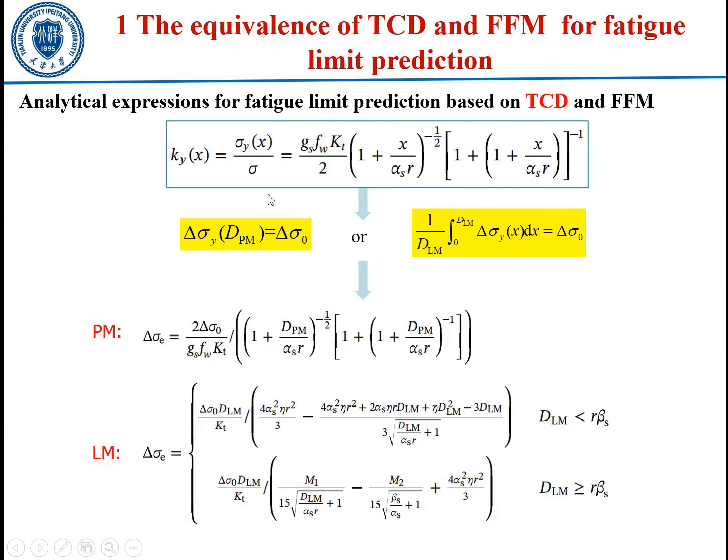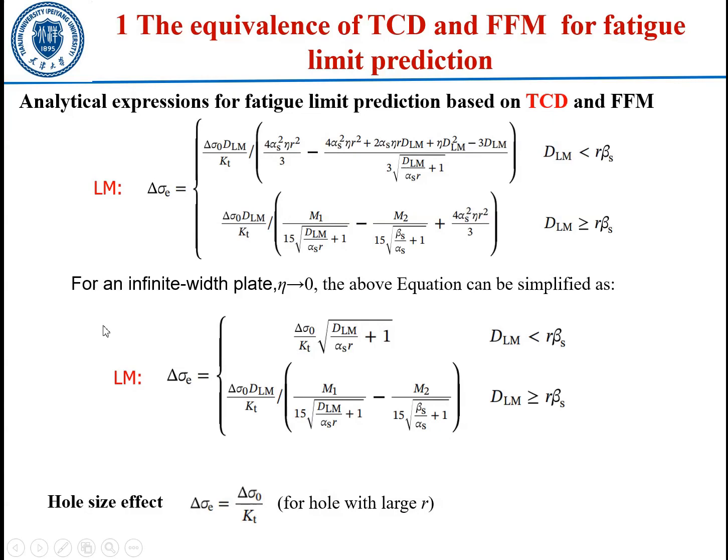Based on the stress expression and TCD, we can obtain the analytical expression for the fatigue limit prediction. The parameters in this equation can be easily obtained when the stress concentration factor is known. For an infinite width plate, it tends to be 0. The analytical expression based on the line method can be simplified as this equation. This equation can be used to describe the effect of hole size on fatigue limit. When the radius is large, this term tends to be 0, and we can obtain a familiar equation. As the radius decreases, we should obtain a larger fatigue limit, which can be successfully described by the derived expression.